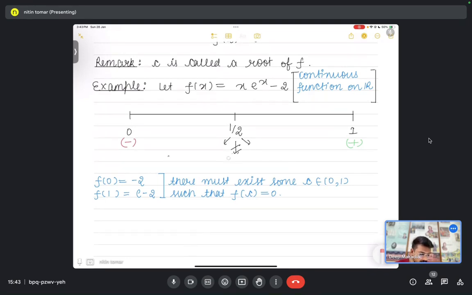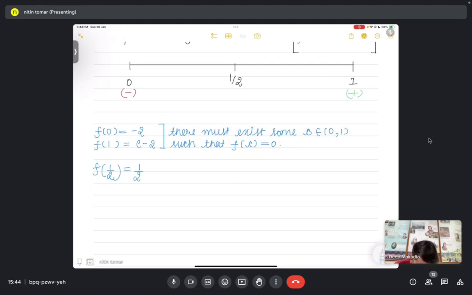Where should our root be? So let us check. Can anyone, all of you, tell me what is f of half. Is it positive? Is it negative? Please tell me. It is negative. I don't know, you please tell me. All of you, come to a unanimous decision. Yeah, the value is this, right?